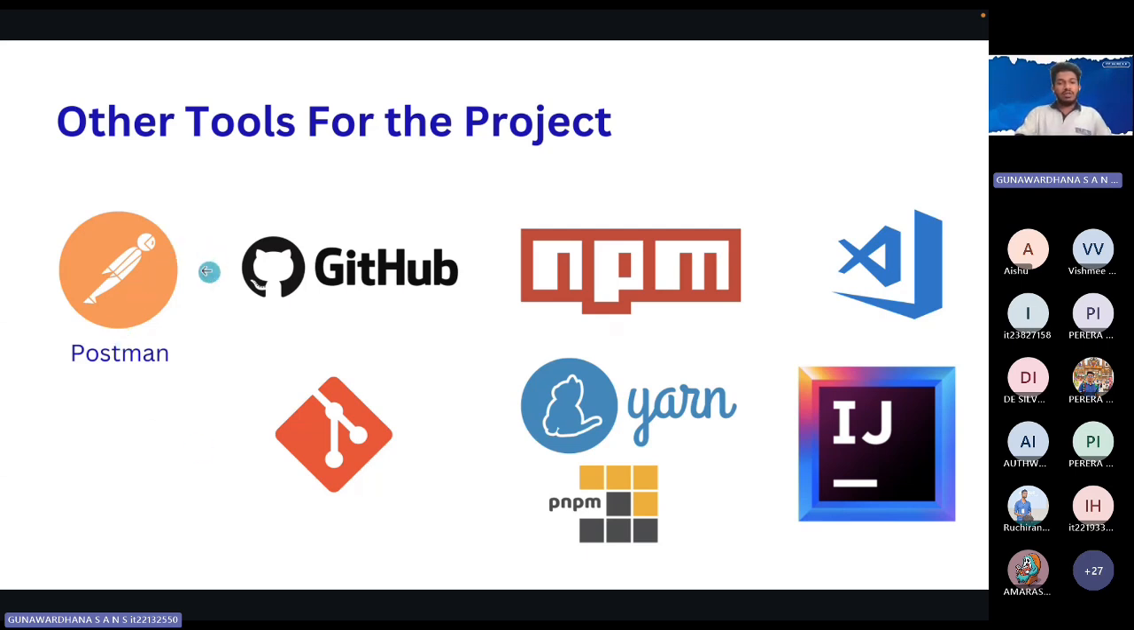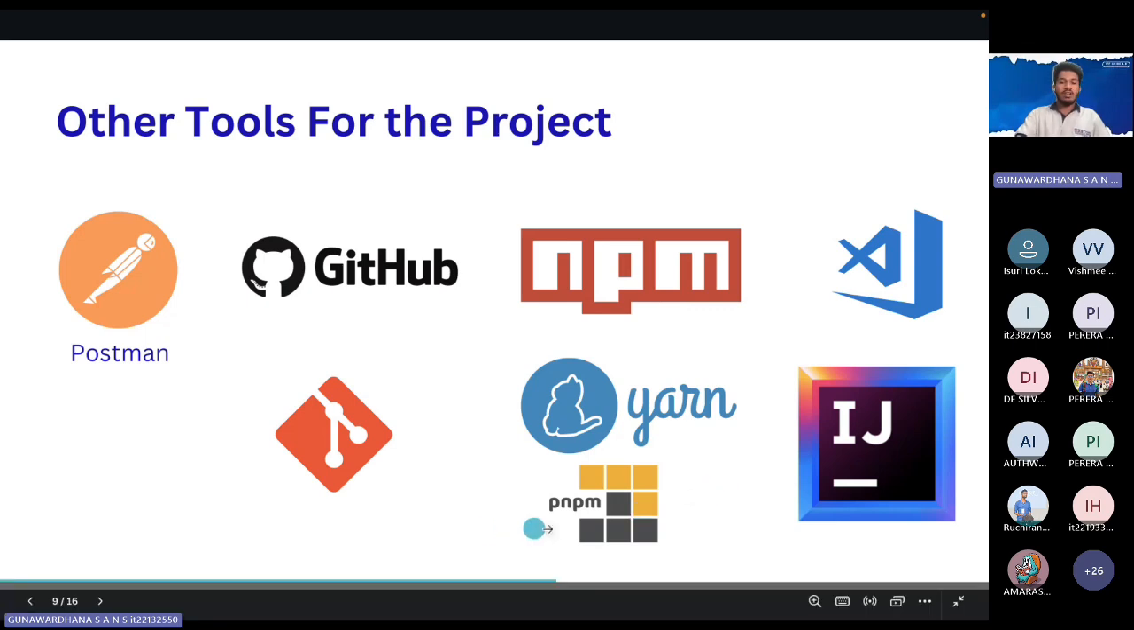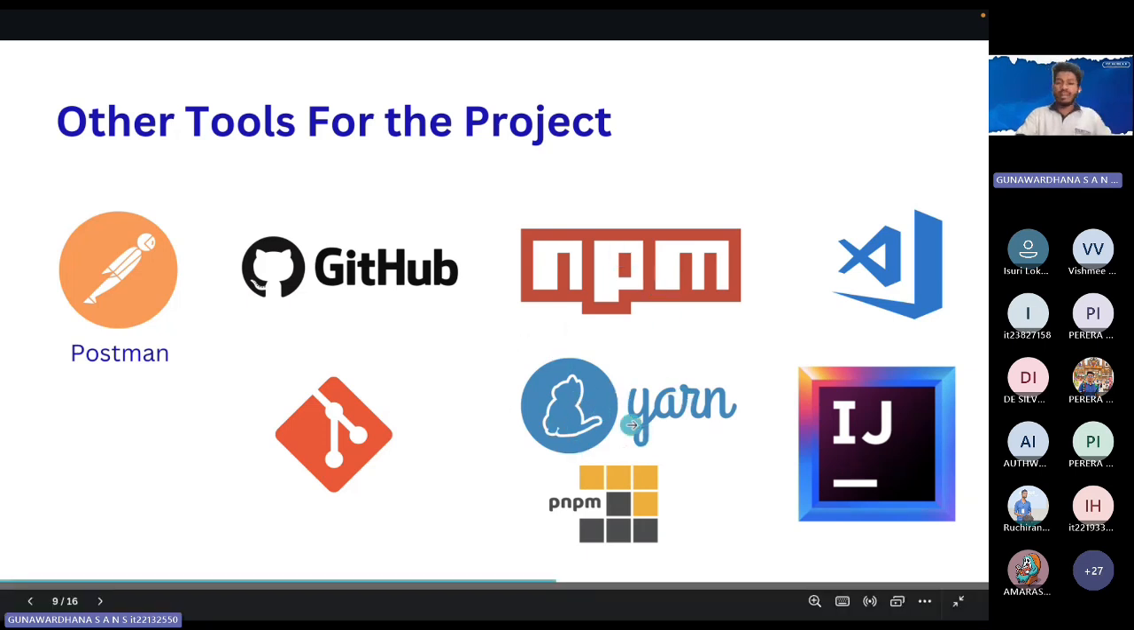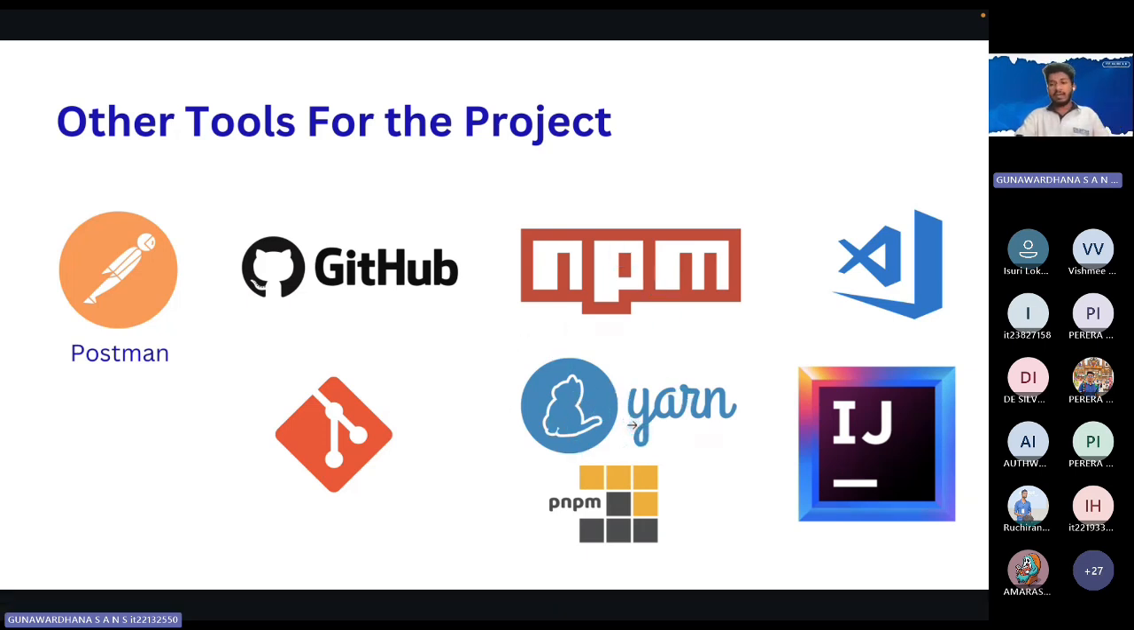Then again, here you can see Git and GitHub. Those are for version controlling. In the session, I'll discuss how to use GitHub for your IT project. And here you can see npm, yarn, and pnpm. Those are the node package managers. Basically, we use these for managing our project dependencies.